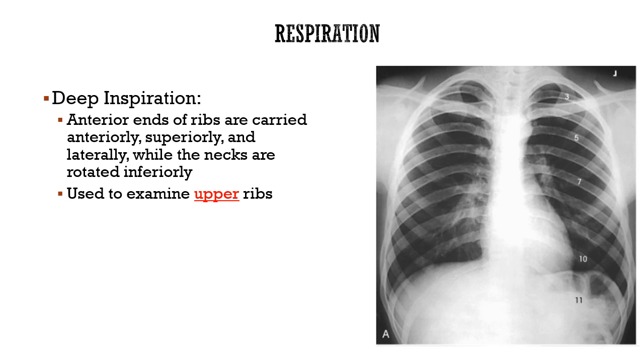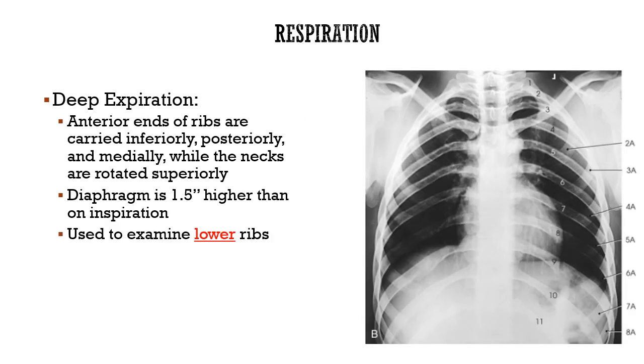In deep inspiration, the anterior ends of the ribs are carried anteriorly, superiorly, and laterally, while the necks are rotated inferiorly. This type of respiration is going to be used to examine the upper ribs. Deep expiration is where the anterior ends of the ribs are carried inferiorly, posteriorly, and medially, while the necks are rotated superiorly. The diaphragm is 1.5 inches higher than on inspiration, and it's used to examine the lower ribs.